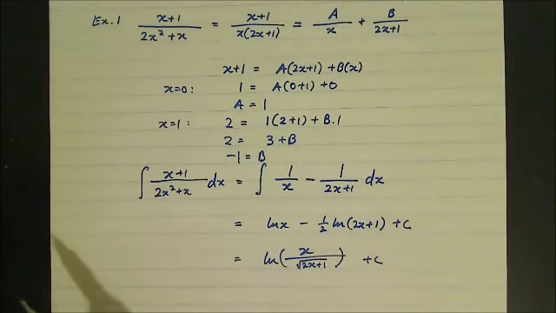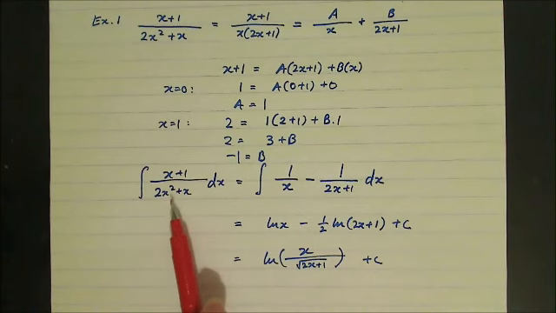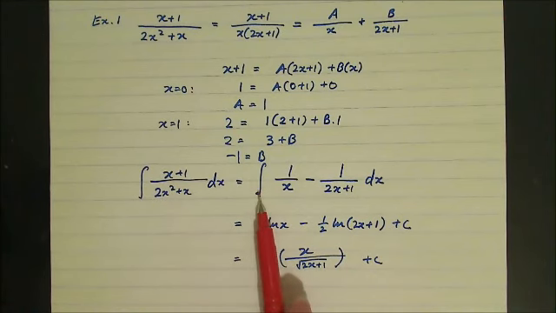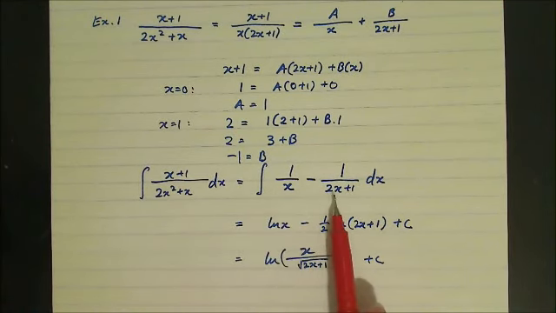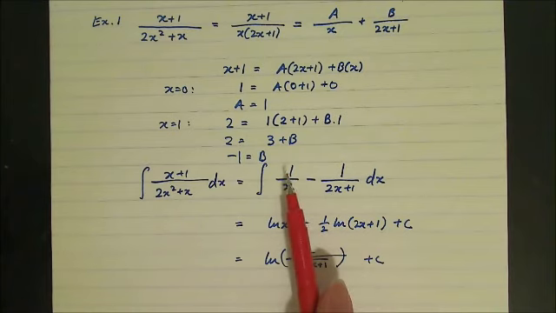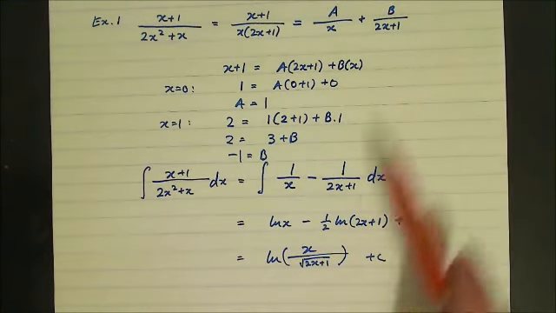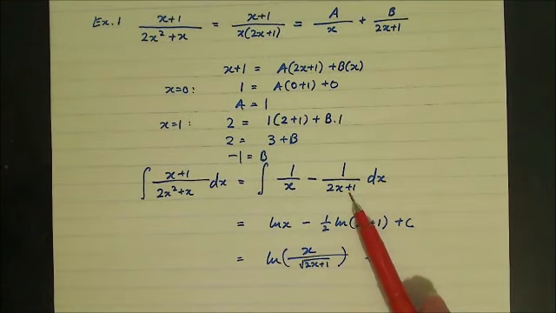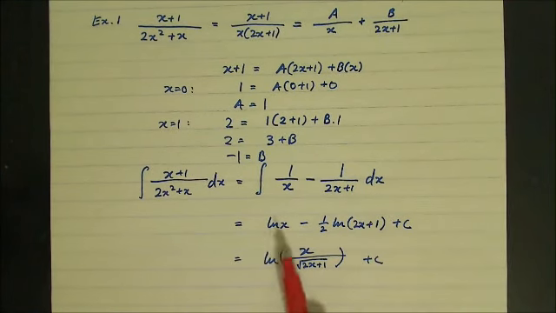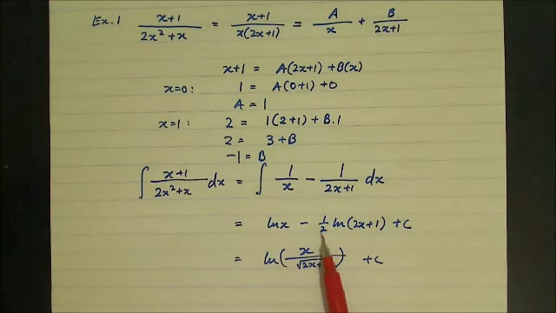Now that we know what a and b are, we can change this integral into an integration of two much simpler fractions, remembering that a was 1, so we have 1 over x minus, from above, 1 over 2x plus 1. Now both of these will be log, so we have ln x minus a half ln 2x plus 1 plus c, and optionally you can combine these into a single log.